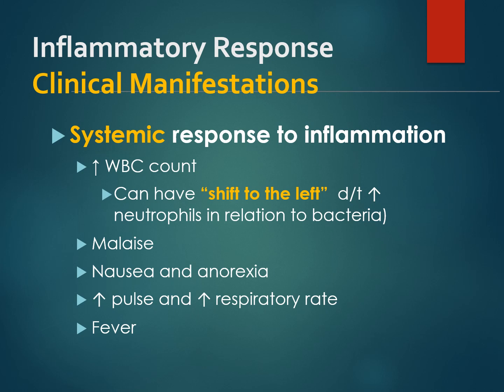Now, when it comes to the systemic response to inflammation, this is one that we're more worried about. What you can have is what's called a shift to the left. So this is an increase in white blood cell count due to neutrophils in relation to bacteria. You could also have malaise, nausea, anorexia, increased pulse, increased respiratory rate, and fever. This is basically the first step toward what we call sepsis. With a really acute infection, there's a need for antibiotics.